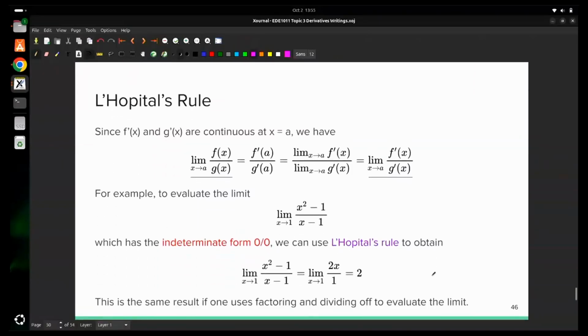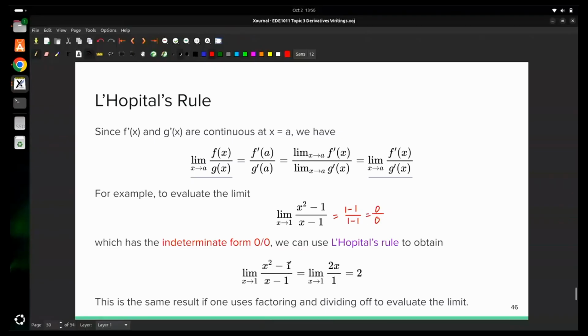So for example, let's say now you want to evaluate the limit of x squared minus 1 over x minus 1. I know this one is easy. You can just factorize and divide off and then substitute in to get the limit. But you can also use L'Hopital's rule. Because if you do direct substitution, then obviously you get 1 minus 1 over 1 minus 1, which will give you the indeterminate form 0 over 0. So this is the condition to use L'Hopital's rule.